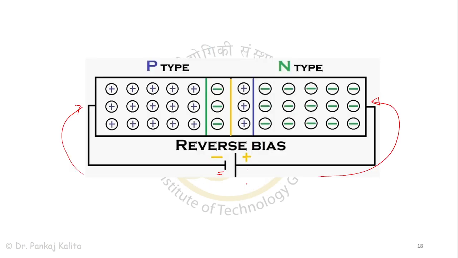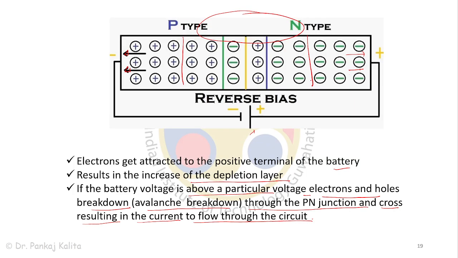In reverse bias what happens is we are connecting p type to the negative terminal, and n type to the positive terminal. So the electron flow direction will be this side, and your hole flow direction will be this side. Basically electrons get attracted to the positive terminal, and holes get attracted to the negative terminal, thereby increasing this depletion layer.